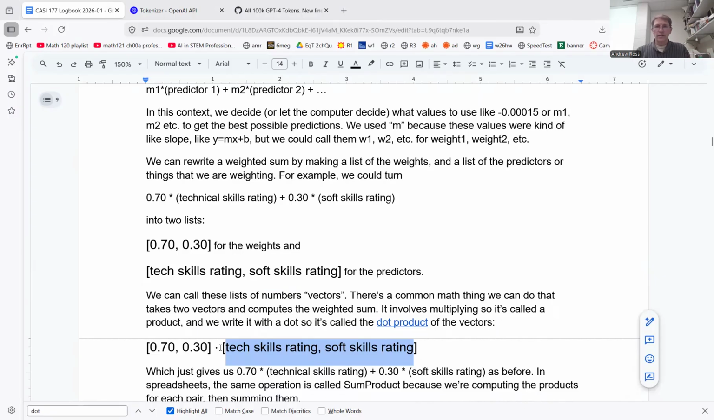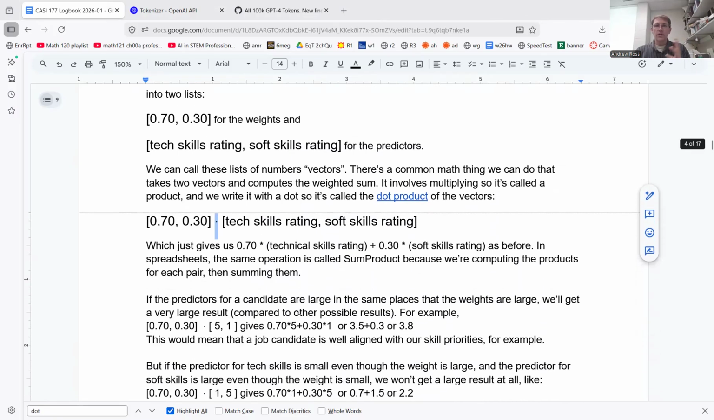In spreadsheets, this dot product idea is called sum product because we're computing the products for each pair and then we're summing those products. If the predictors for a candidate are large in the same places that the weights are large, we'll get a very large result compared to other possible results.